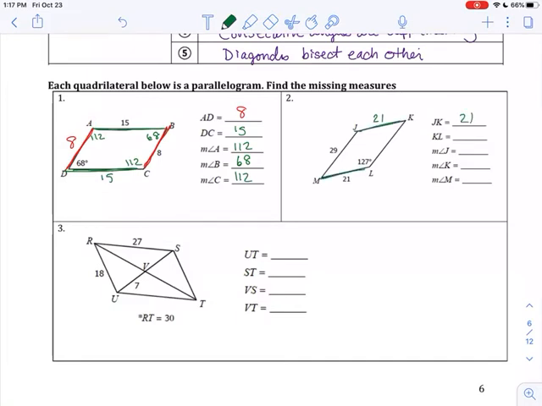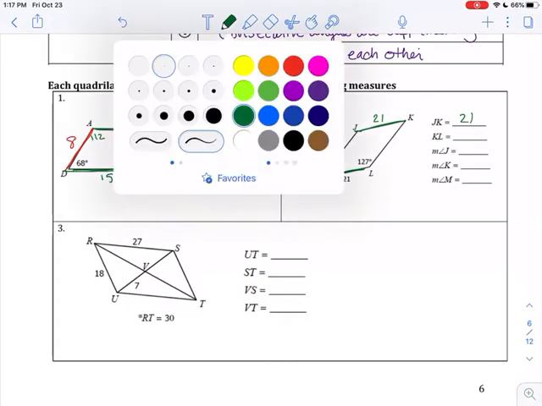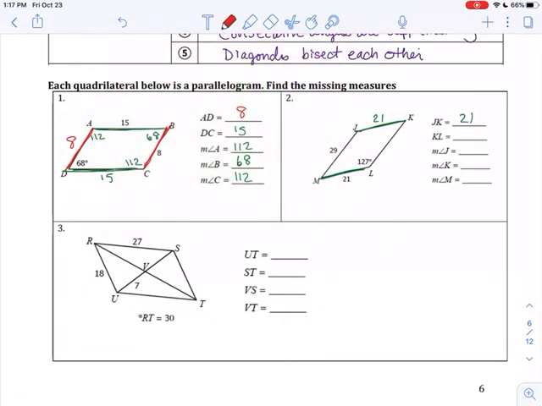Number 2 is just another one. So some more practice. Remember, the opposite sides are congruent. So JK is 21 because ML was 21. All right. And then I want to find KL, which is the right side. Well, it equals 29 because the left side was 29.